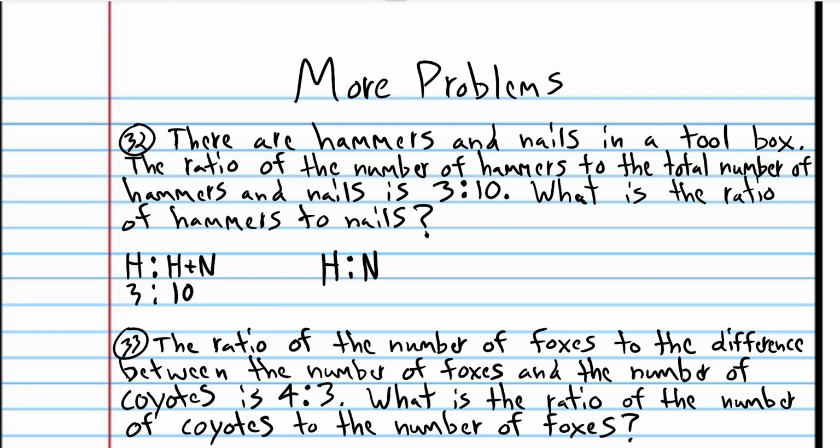We want this ratio here. So it turns out this is really easy to figure out, because if this number represents hammers and nails, and this just represents hammers, then all you have to do is subtract 3 from 10 to get 7. So the number of nails is 7. And hammers, we already knew, was 3. Again, this number we already knew. We were just looking for this number.